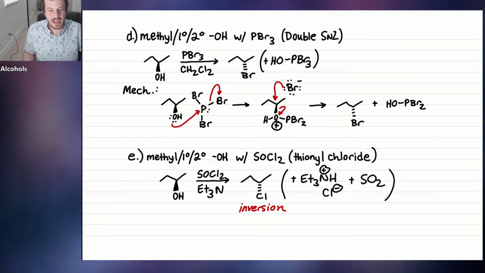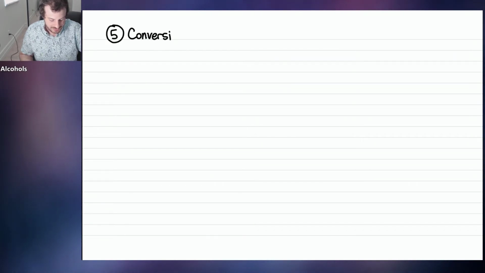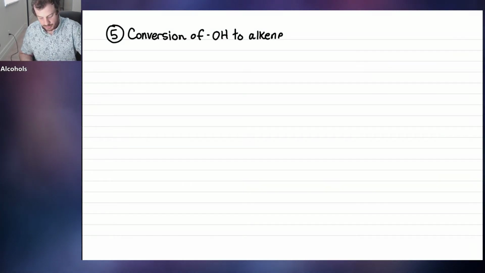All right, those are all the ways to turn alcohols into halides, and really only D and E are the only new reactions we've seen so far in that category. Okay, next category. Reactions 5. This category is called conversions of alcohols to alkenes. We can turn an alcohol directly into a double bond.